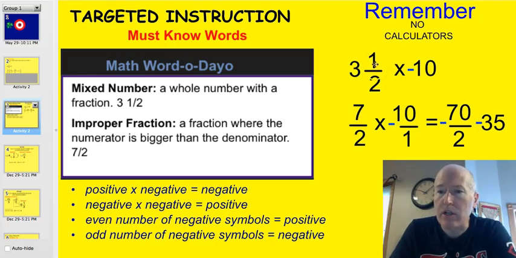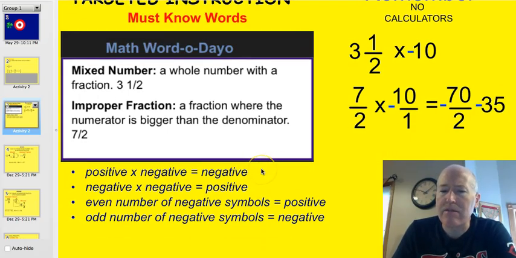Take a quick look here. 3 1/2 times a negative 10. I made that mixed number into an improper fraction. I made 10 into a fraction, just put it over 1. Now we have 7/2 times a negative 10 over 1. Multiply straight across, we have negative 70 halves. That would reduce: negative 70 divided by 2. That's a negative 35.